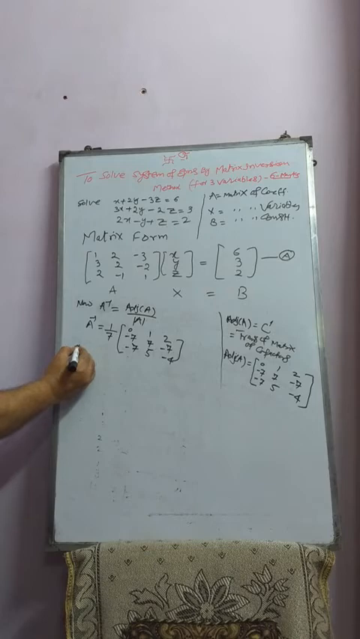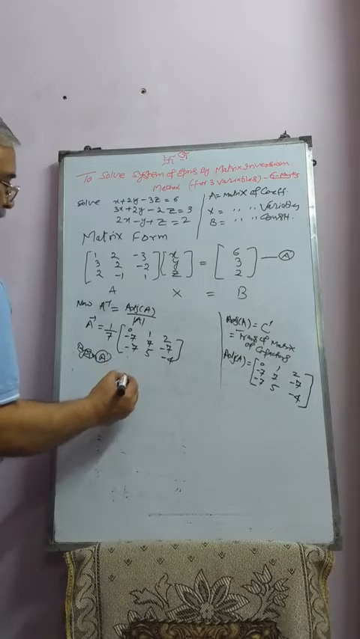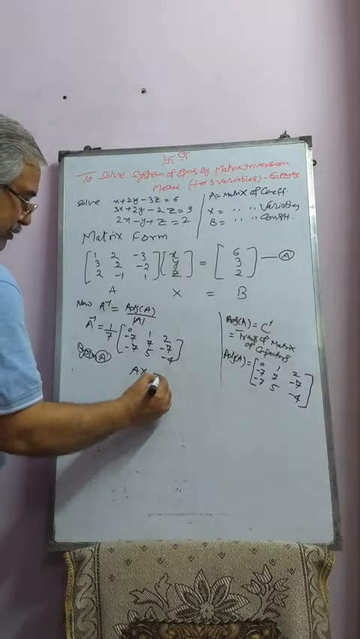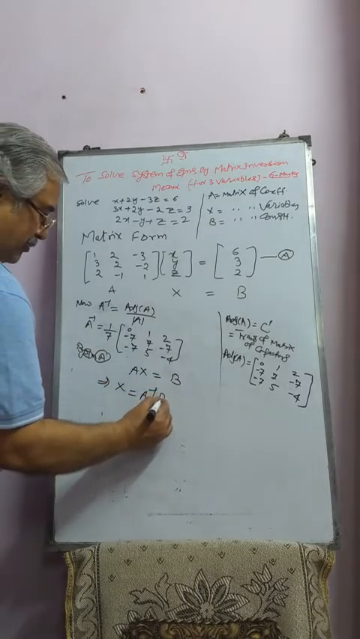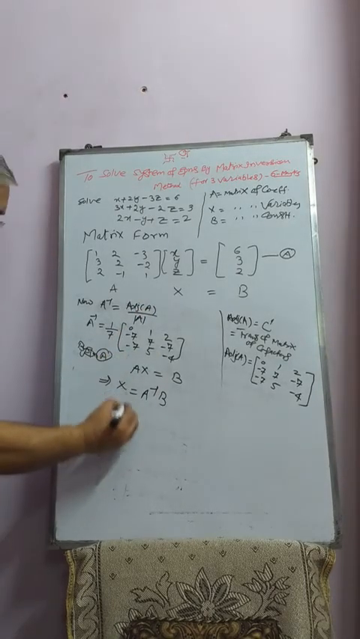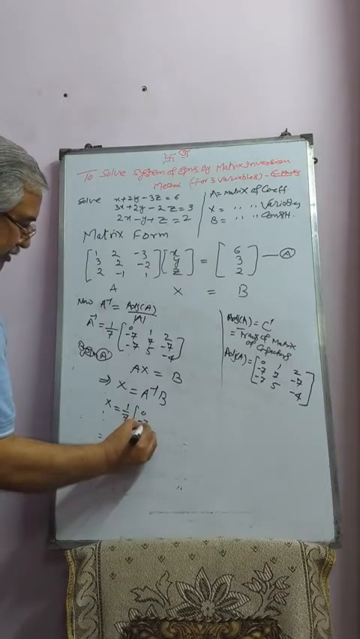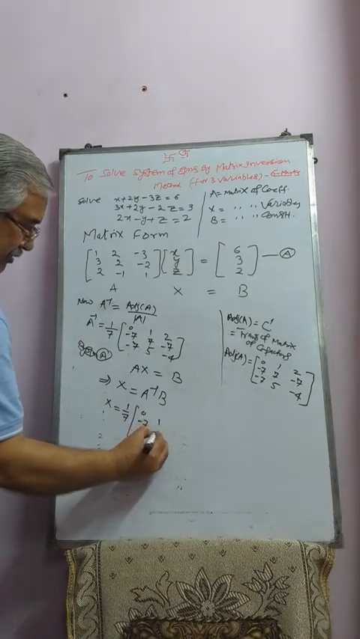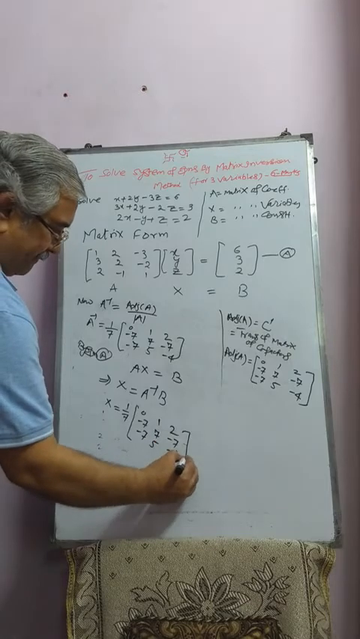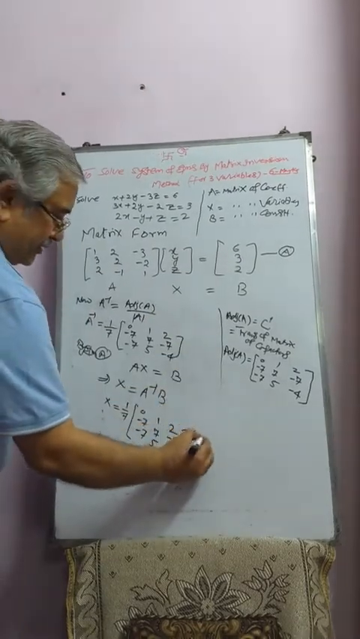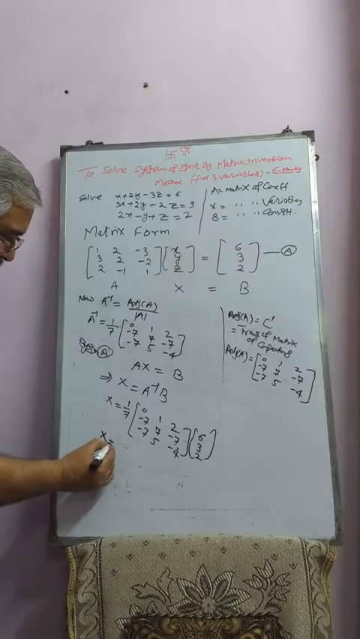Now by equation A, we have A x is equal to B. This implies x is equal to A inverse B. So x is equal to A inverse, 1 upon 7 times the matrix 0 minus 7 minus 7, 1 7 5, 2 minus 7 minus 4, times B, that is 6, 3, 2. So we have got x is equal to 1 upon 7.